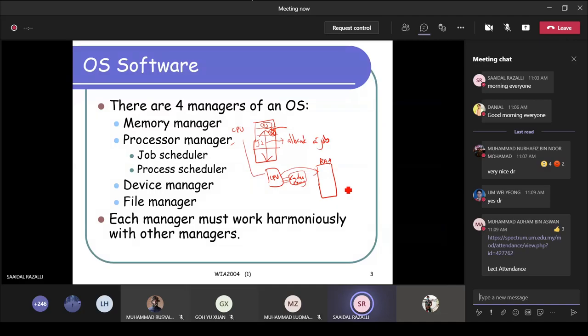So we have read and write commands. I think you know read means you can only read, while write means you can alter the file and so on. It also handles a process transition from one state of execution to another. Basically in the operating system you have five states, which are hold, ready, run, wait, and finish. These are the states in the processor manager.